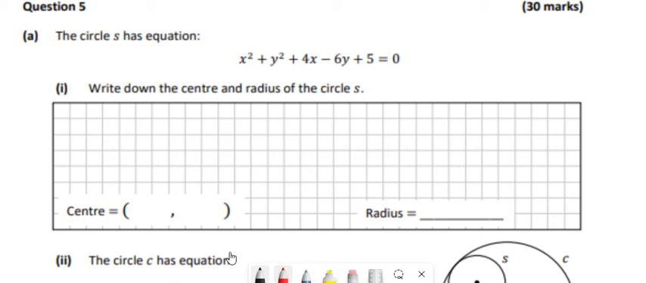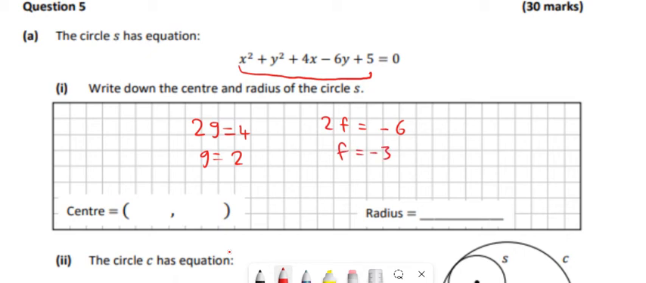Hi folks, this is question 5. This is the circles question. The easiest way to find the centre when you're given the equation of the circle in this form is to let what's in front of the x be equal to 2g. So 2g here is equal to 4. That means g is equal to 2. And then we let 2f be equal to the thing that's in front of the y. So it's minus 6 here, so 2f is minus 6, and then f has to be equal to minus 3.